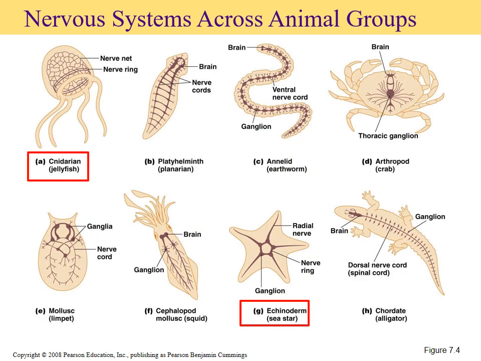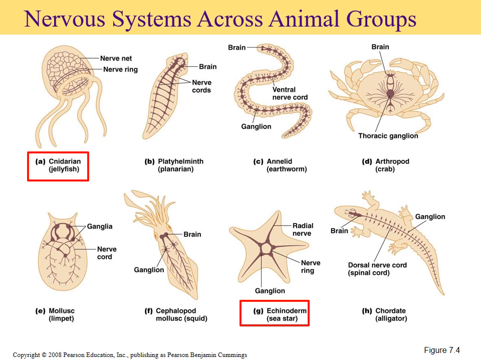And here is our illustration of the nervous system across different animal groups. As you can see, all of them except for the highlighted A and G, the cnidarians and the echinoderm, will have a brain, whereas A and G will have their nerve net that they're utilizing. Keep in mind that with the nerve net, they're still utilizing neurons. They simply don't have an integrating center towards the anterior end as what we see with all the others.